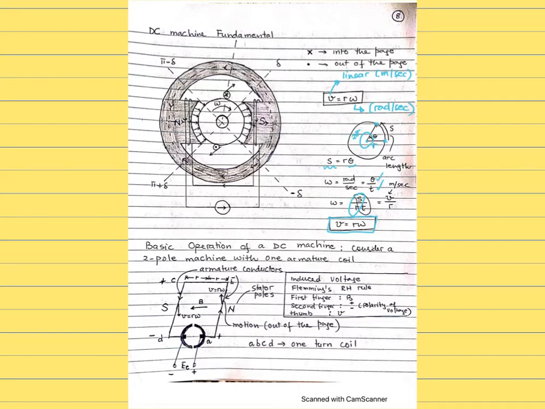Okay, so you can see how the field winding, now the field winding is not only shown in the form of crosses or dots, it is actually shown. So this is the field winding.